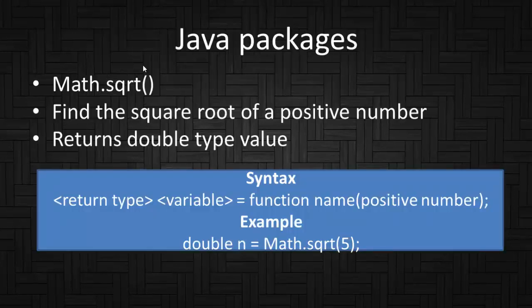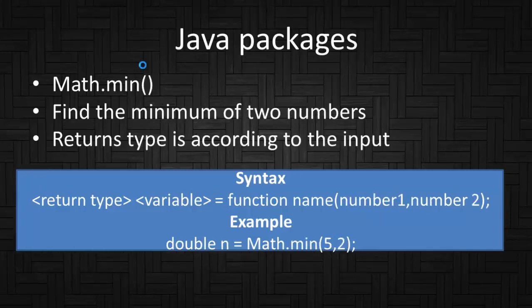Now coming to the Java package, the first one is Math.sqrt. It finds the square root of a positive number. So you'll have to give the return data type, variable name, function name, and any positive number. Example: n = Math.sqrt(5). Math.min finds the minimum of the two given numbers. So here I've given n = Math.min(5, 2). It returns the value 2.